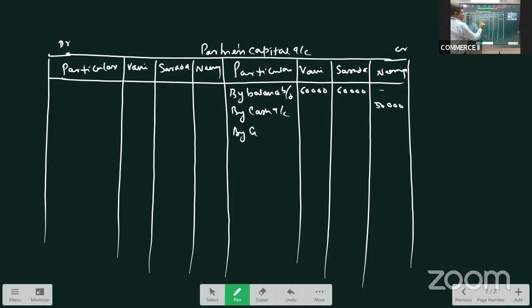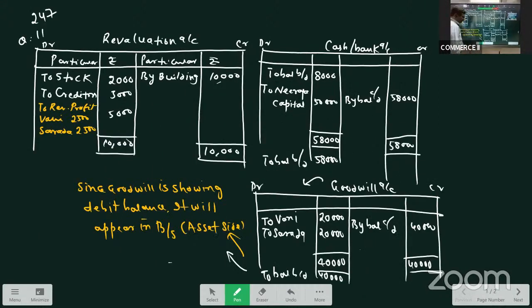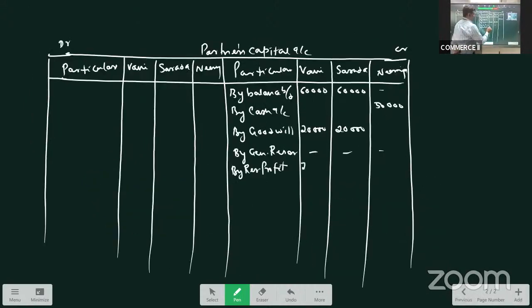What is the second one? I said goodwill. Goodwill is distributed to old partners. How much did we do? 20,000, 20,000. Then any accumulated profit, general reserve or P&L balance. We don't have any such item. We have bills payable, bank overdraft, rent payable. We don't have any general reserve or P&L balance. We have none. Then we have revaluation profit. We prepared the revaluation account and we had a profit of 5,000, which was credited equally among both the partners, 2,500 and 2,500. Anything else? Any accumulated profit is not there. Loss is also not there.